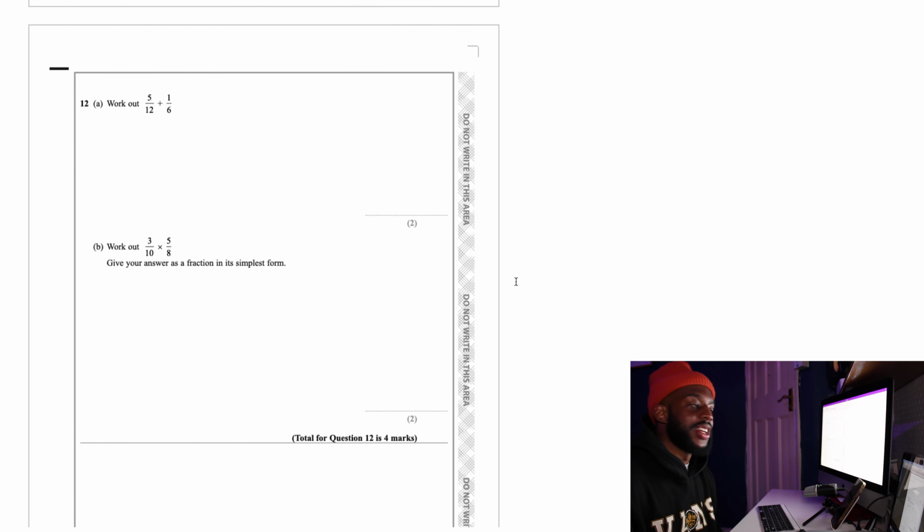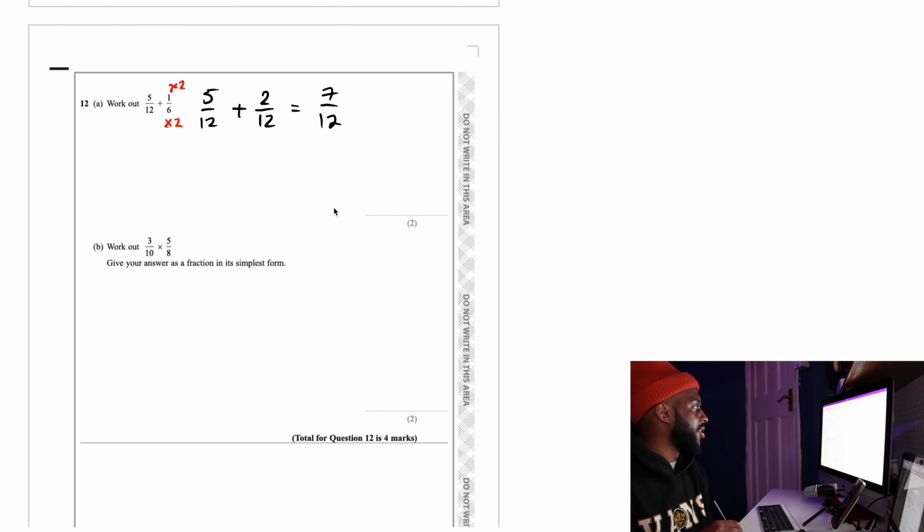We're looking at fractions now. So when adding fractions, they should have the same denominator. So we're going to change that second fraction by timesing top and bottom by 2, because that'll give us a denominator of 12 as well. So we're going to get 2 on the top, 12 on the bottom. Just add the numerators. 5 plus 2 is 7. Denominator stays the same. That's our answer, 7/12.